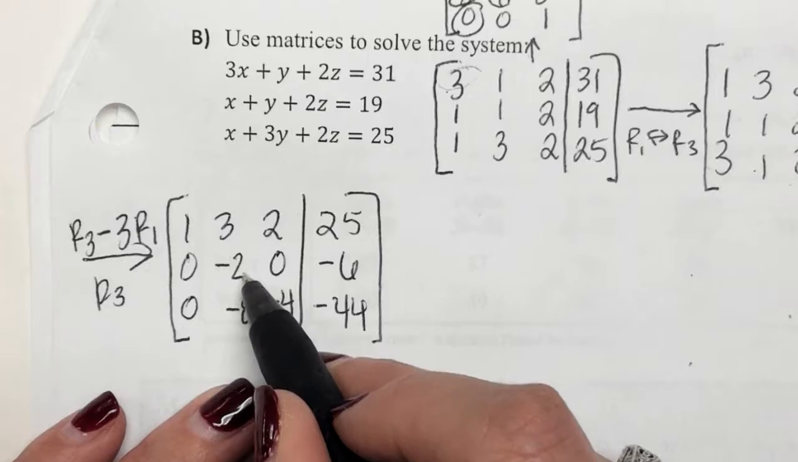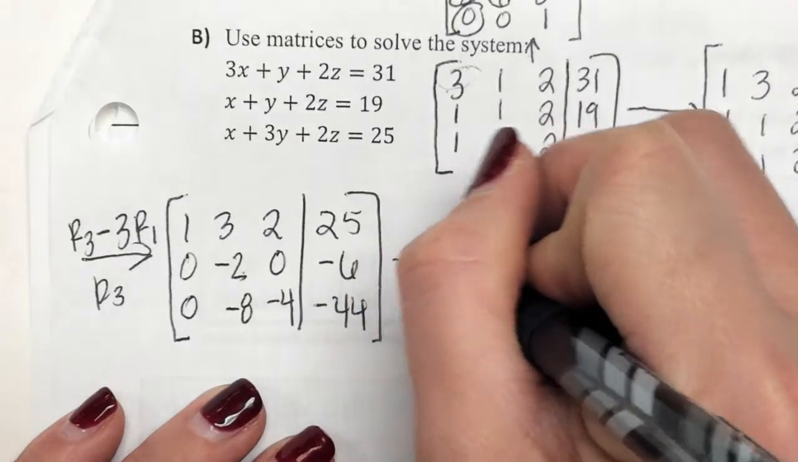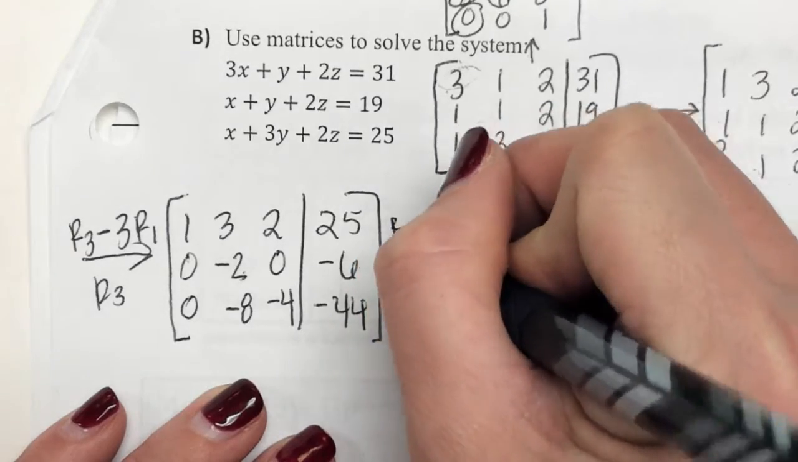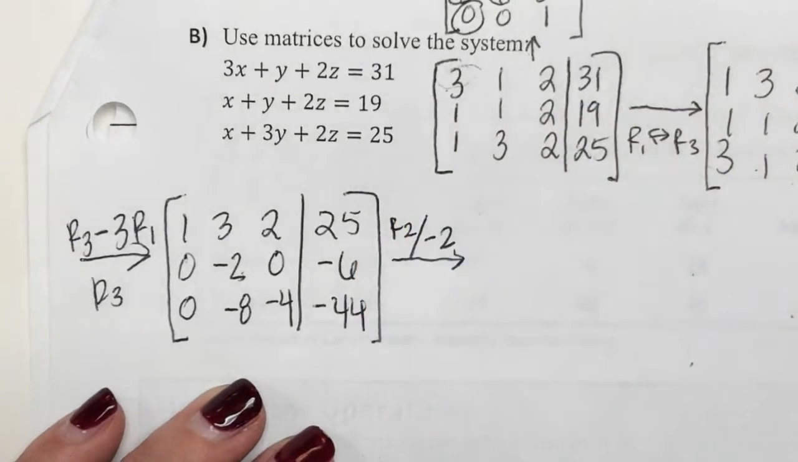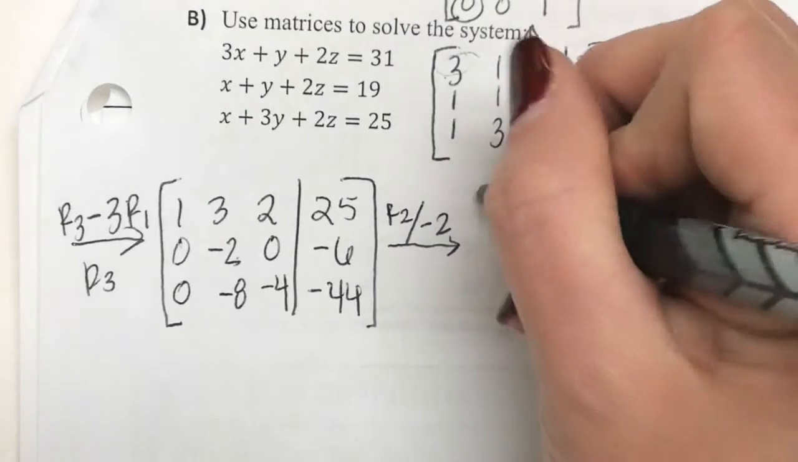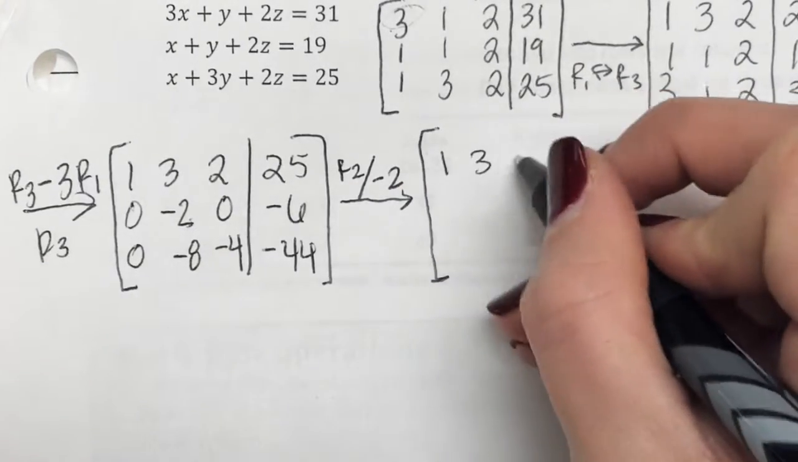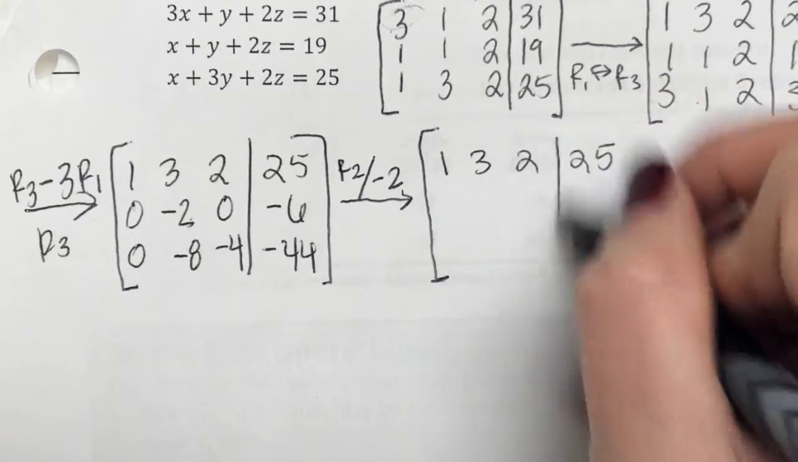We want this to be 1, so we need to divide it by negative 2. Good. We're dividing everything in row 2 by negative 2. And I want to tell y'all it's okay to have fractions in these problems, but y'all hate fractions and it's harder to deal with. So if you can, avoid fractions, but if not, it's okay. Leave everything in row 1 the same and row 3 the same.